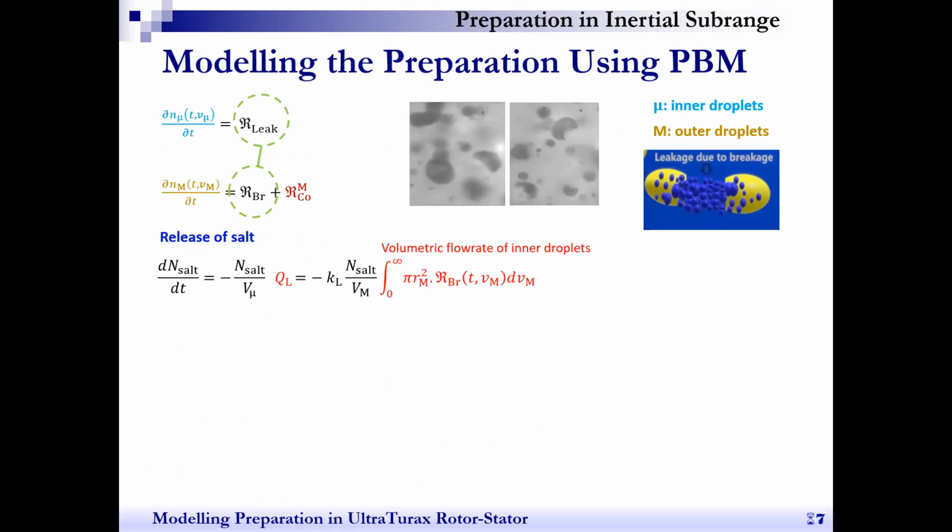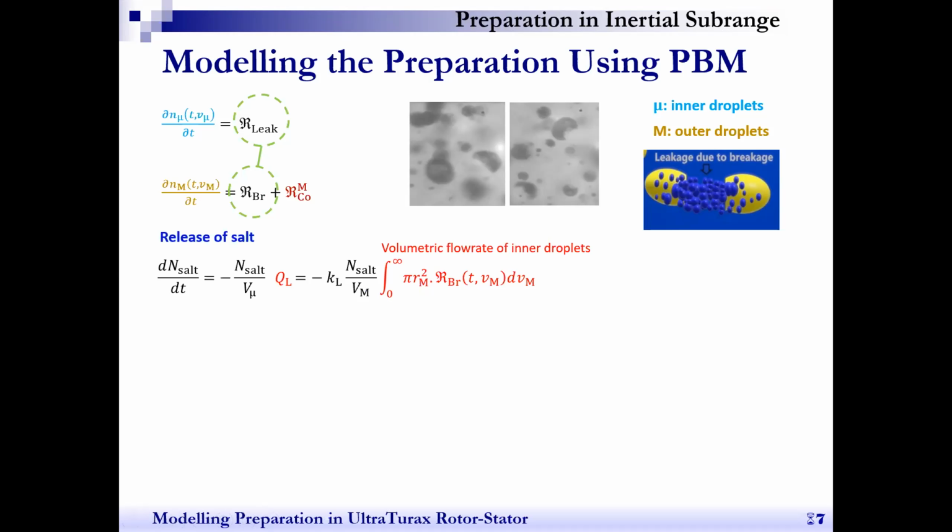During the first part, we prepared our double emulsion using the Ultra-Turrax rotor-stator. By using that, we could study the inertial subrange. For this system, our coupled population balance equation would be simplified to coalescence of outer droplets and also the breakage of outer droplets. The breakage of outer droplets would lead to the leakage of the inner phase.